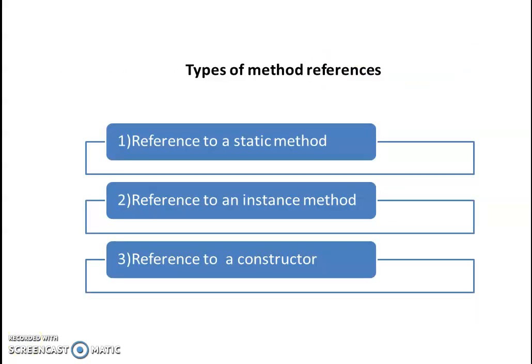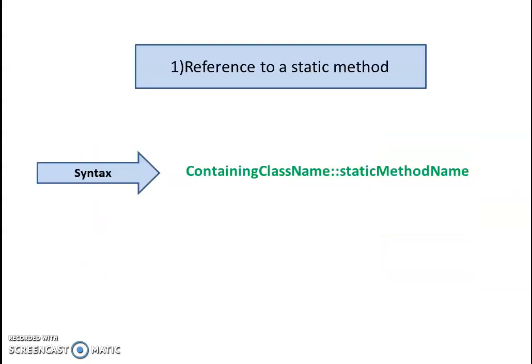So when we talk about types of method references, we have three types. First one is reference to a static method. Next one is we can refer to an instance method. And third one is reference to a constructor. So using method references, we can refer to a static method, an instance method, and a constructor, right? So let's understand these one by one. First is reference to a static method.